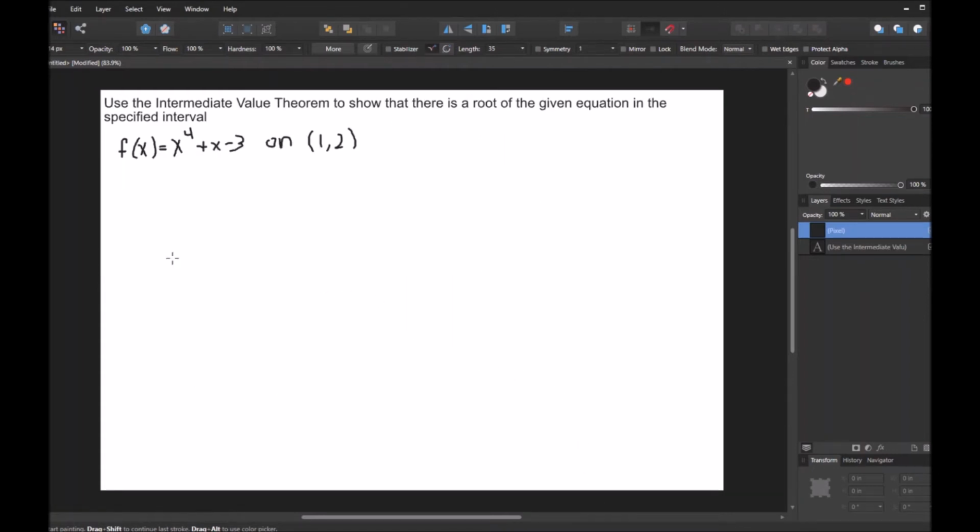Use the intermediate value theorem to show that there is a root of the given equation in the specified interval. And the equation we're given is f of x equals x to the fourth plus x minus 3, and our interval is from 1 to 2.